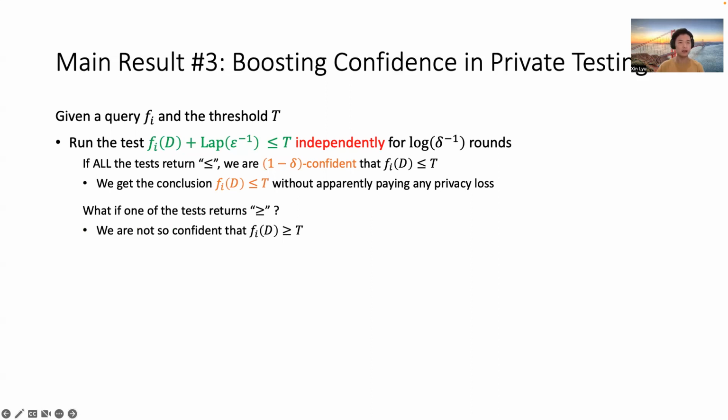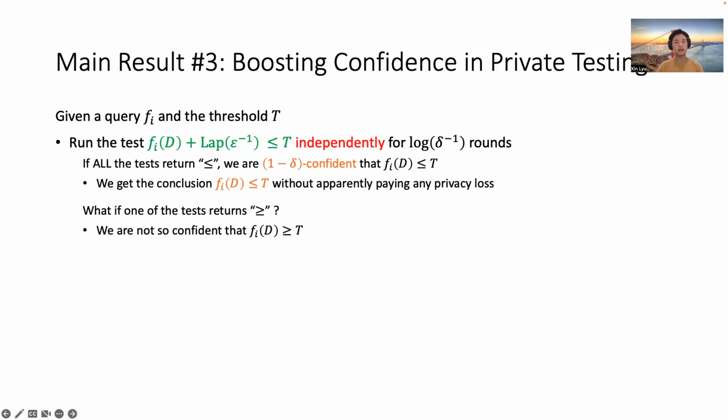So if all the tests return less than, we get the conclusion that f_i of D is less than the threshold t without apparently paying any privacy loss, because in the standard SVT, you incur a privacy loss only if the outcome is greater than. However, what if one of the tests returns greater than? In that case, we are not so confident that f_i of D is greater than t, especially when delta is extremely small, then log 1 over delta is large.